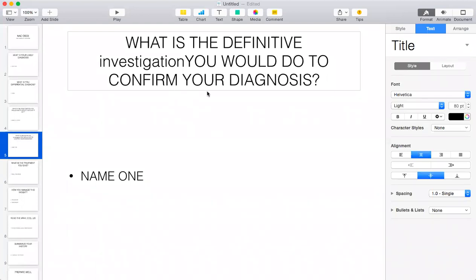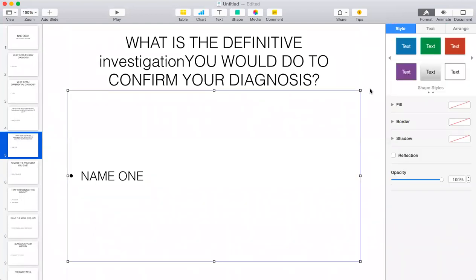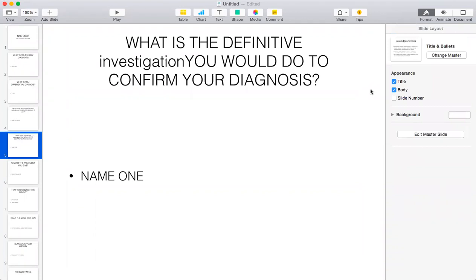Investigation you would like to do to confirm your diagnosis. At this point, you are going to take only one name, whether it's an X-ray, an ultrasound, whatsoever, that helps you build the diagnosis. So make sure you know what they are saying.